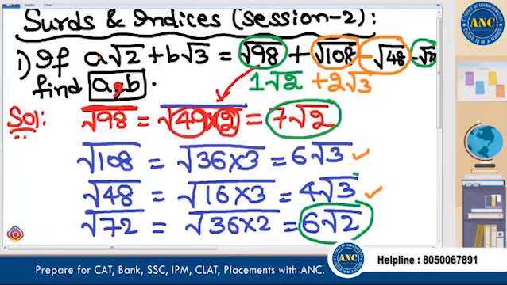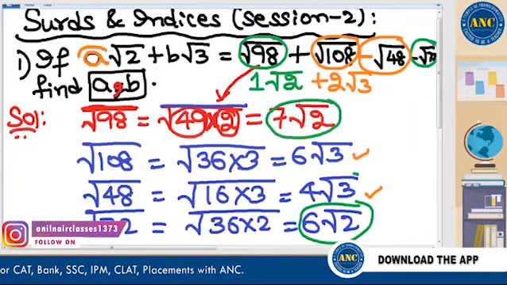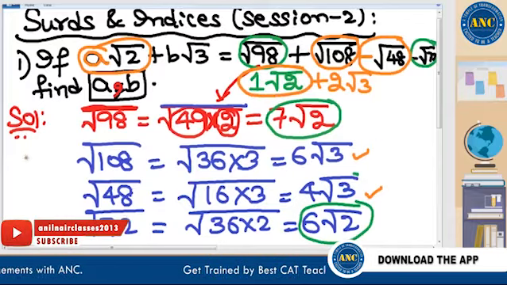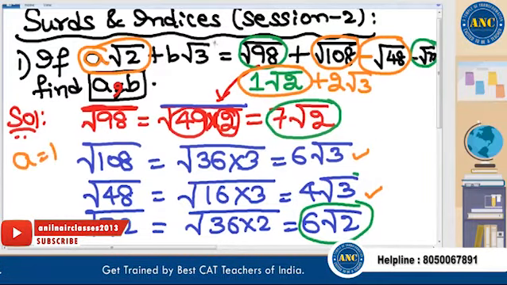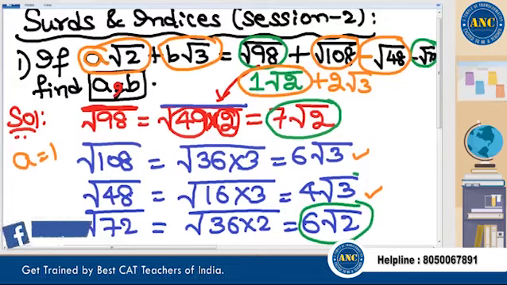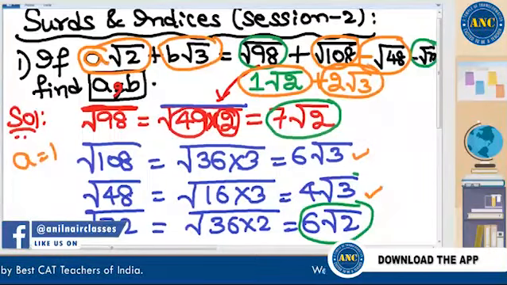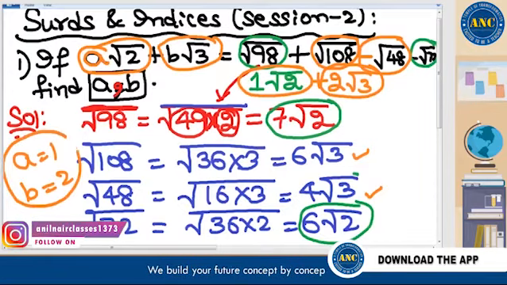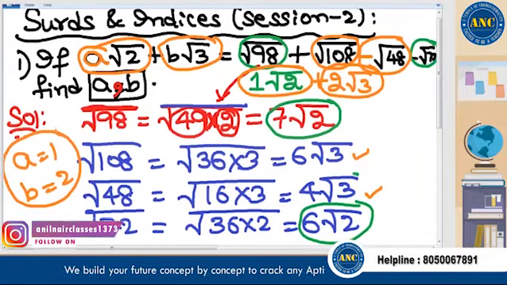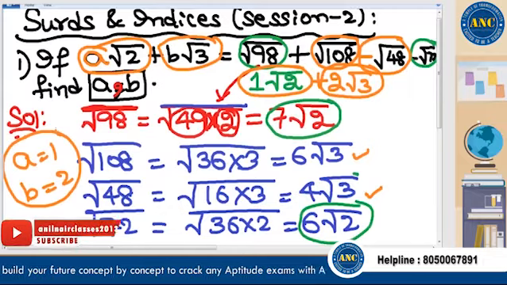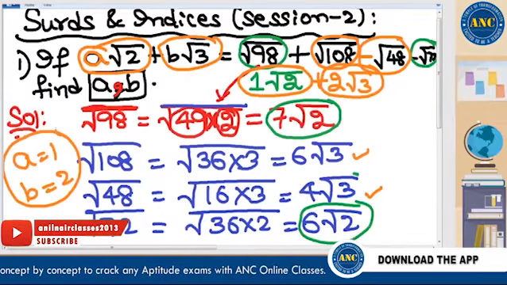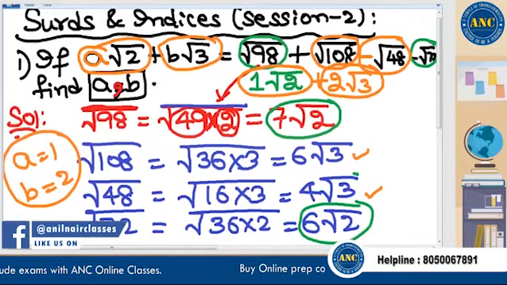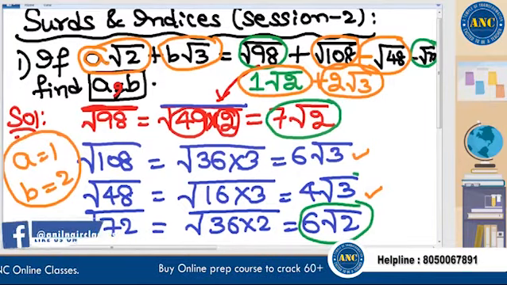Compare with what is given on the left hand side. It is a root 2, and the right hand side is 1 root 2, so in place of a you have 1. Similarly, this is b root 3, and the right hand side is 2 root 3, so in place of b you have 2. The answer for this question is: a value is 1, b value is 2. Very easy question to start with. Slowly let me scale up the level of difficulty.